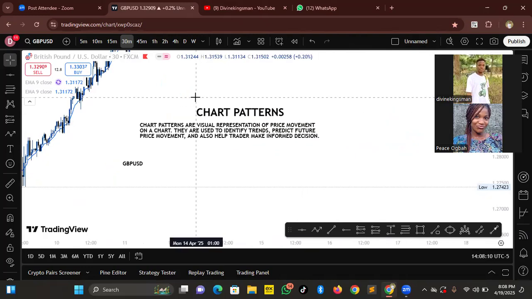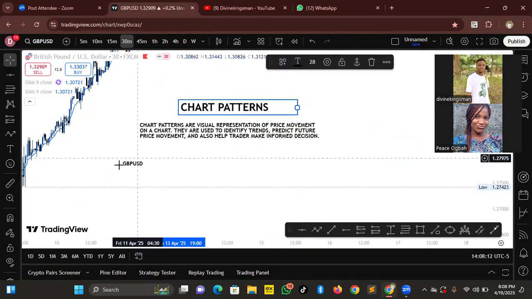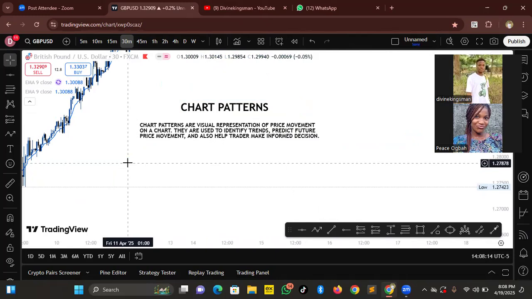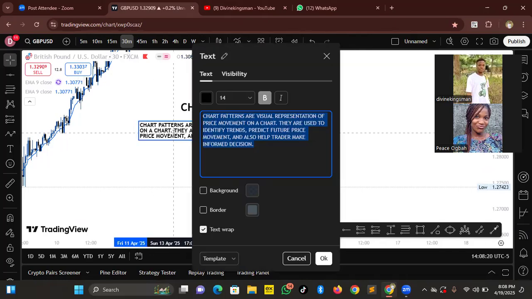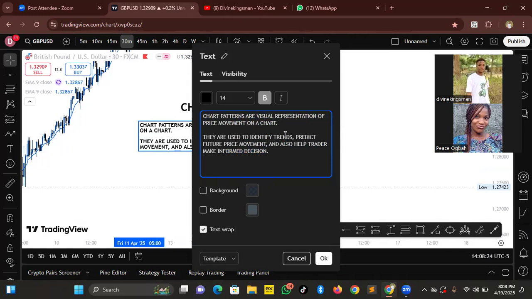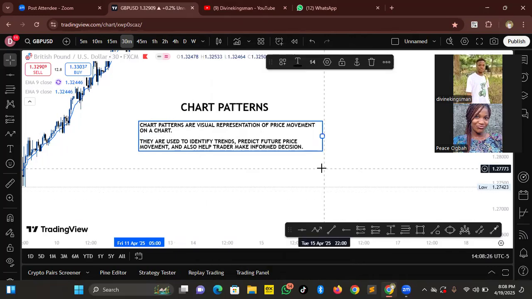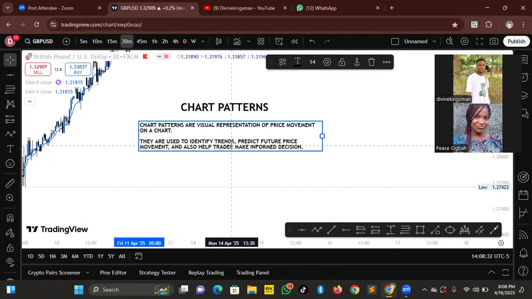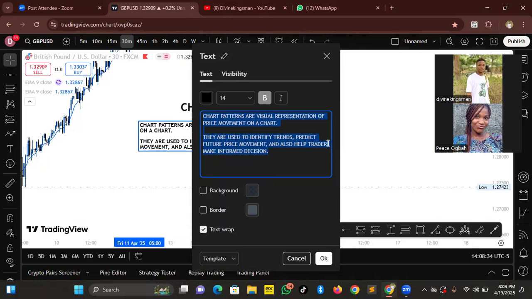So today we're talking about chart patterns, right? We say chart patterns are visual representations of price movements on a chart. They are used to identify trends, predict future price movements, and also help traders make informed decisions.